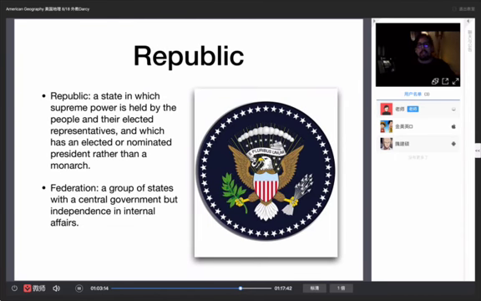So a republic is a state in which supreme power is held by the people and their elected representatives. In other words, representatives are elected into government and they serve a fixed term, and then when their term is up, they either run for re-election or they nominate their successor.